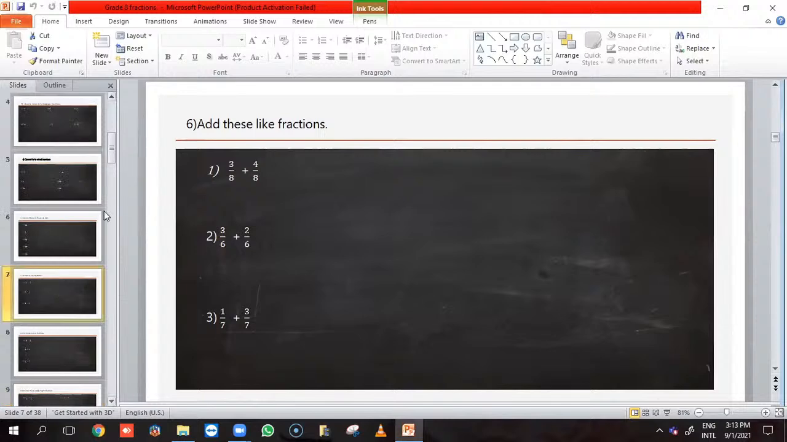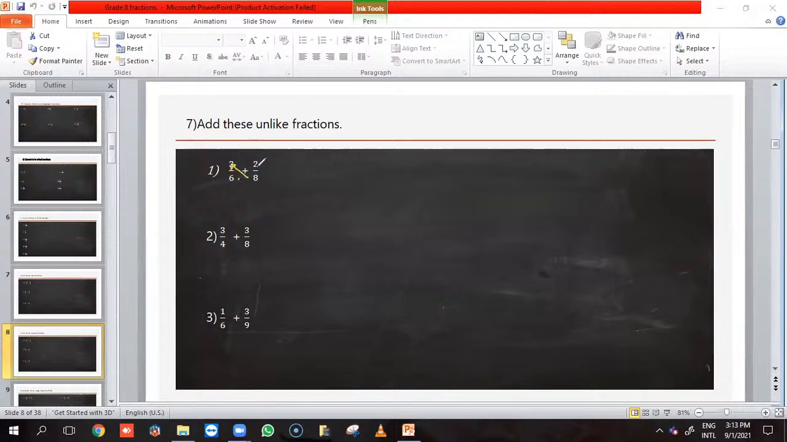Right. Our next question. Add these unlike fractions. So when unlike fractions are there, what do you have to do? You have to convert it to common denominator. So I will explain you 2 methods of doing this one.